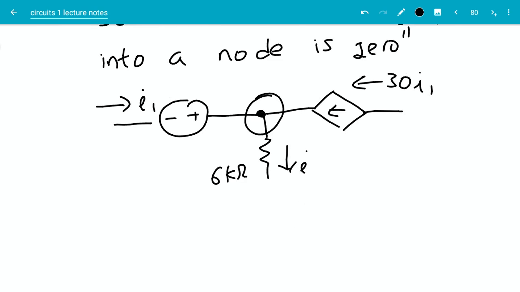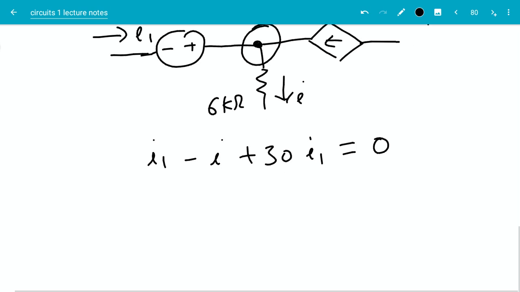Now, if I sum all the currents going in, starting from left hand side and going anti-clockwise, current going in is I1. On the bottom, the current going in is minus I. On the right, the current going in is plus 30 I1. This should be equal to 0. This implies I should be equal to 31 I1.